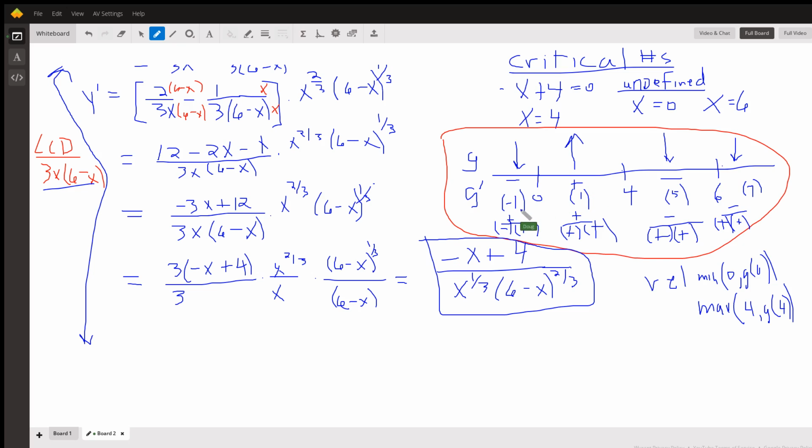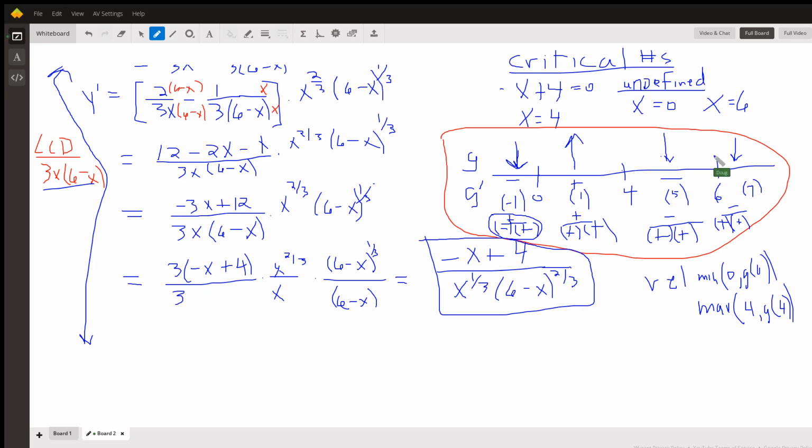I've picked a test number in each interval, -1 to the left of 0. And then this little expression right here is just how I visualize what the sign of the numerator and each factor of the denominator is. When I substitute -1, I get the opposite of -1 is 1. 1 plus 4 is 5. So the numerator is positive. The cube root of -1 is negative. And 6 minus a -1 is 7, so the 2/3 power will be positive. So the whole thing is negative. So the original function is decreasing.